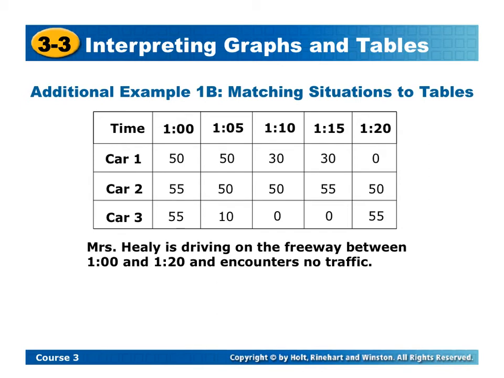Alright, so for situation 2, we have Mrs. Healy is driving on the freeway between 1 and 120 and encounters no traffic. So we would anticipate seeing similar speeds the whole way. So on this one, if we're looking at car 1 and car 2, we'd want to look at the one with consistent speeds, which would be car 2.